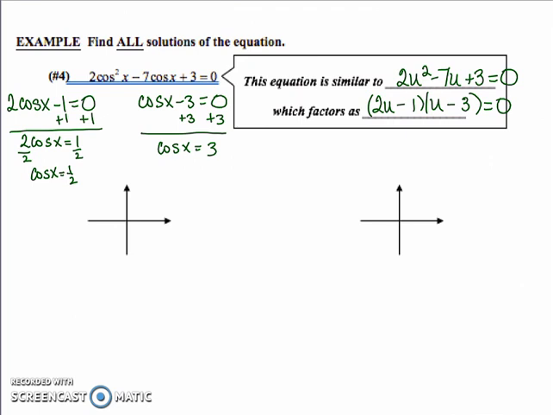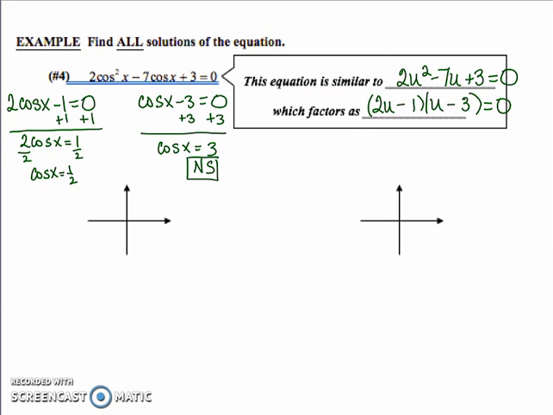Hopefully that's kind of drawing a red flag to your attention here. This one's going to give us no solutions, right? Because remember what we said earlier? Cosine can never be greater than 1, and sine can never be greater than 1. So that one's going to be a no solution.